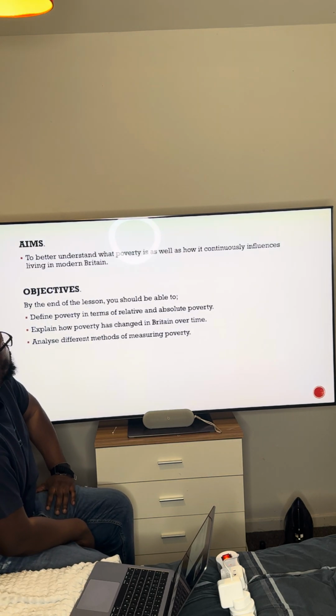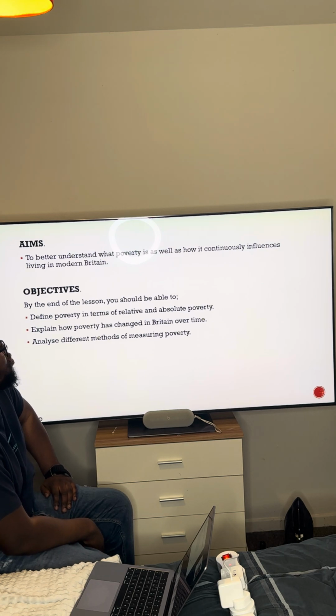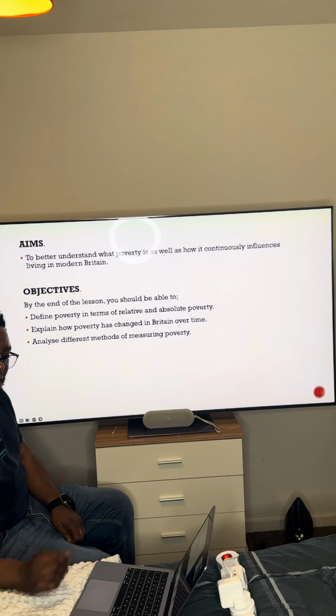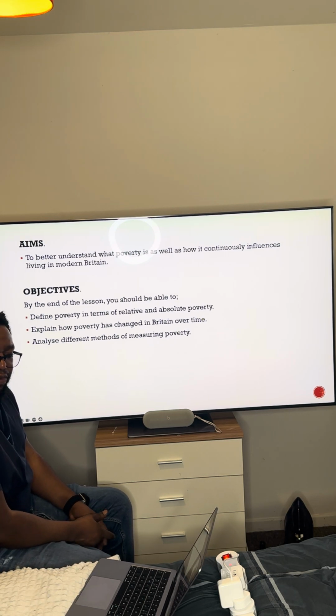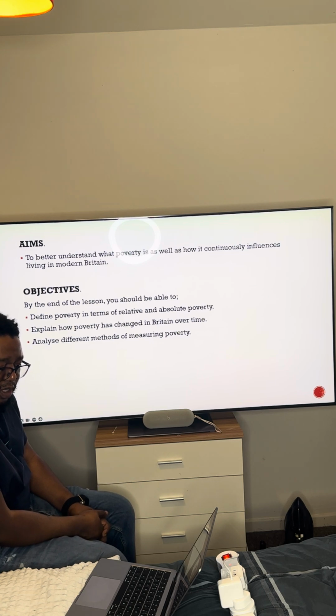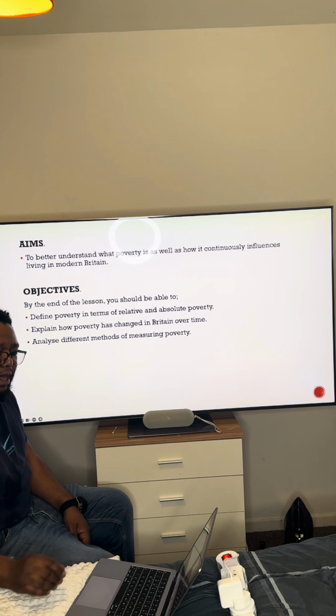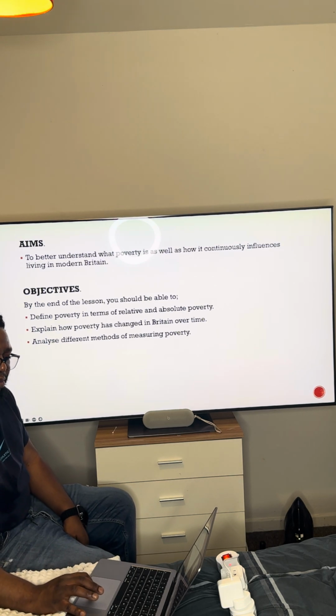Aims: to better understand what poverty is, as well as how it continuously influences living in modern Britain. Objectives: by the end of this lesson, you should be able to define poverty in terms of relative and absolute poverty, explain how poverty has changed in Britain over time, and analyze different methods of measuring poverty.